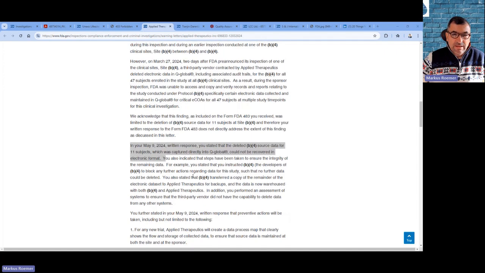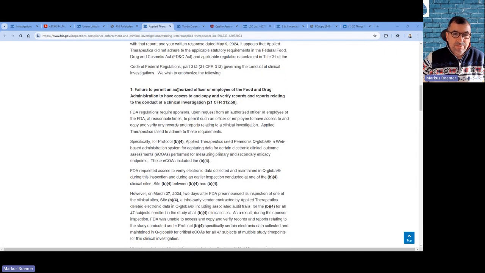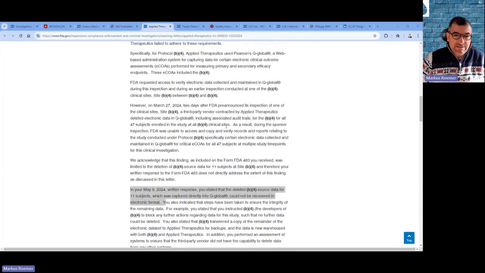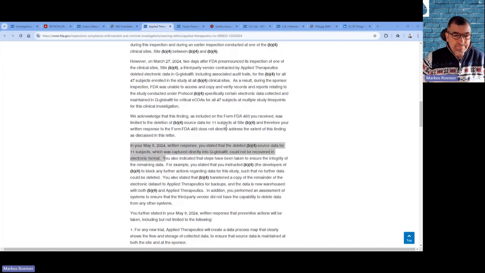Like this. Here they had a problem: failure to permit an authorized officer or employee of the Food and Drug Administration to have access to and copy and verify records. That's part 312. So we are now going from GMP, CGMP, to GCP. And then we will see that later. You get a 483, and you should reply to that professionally. If you have problems in writing response letters, let me know.